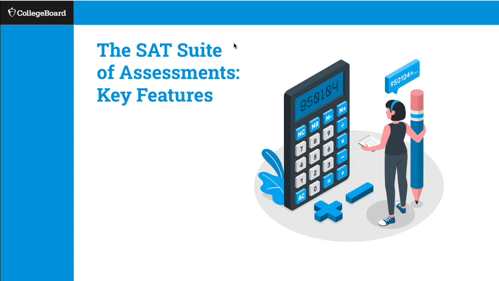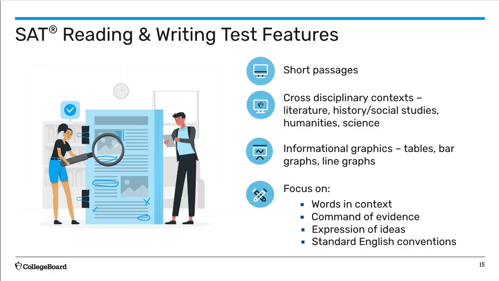So now we're going to talk about the different key features of the PSAT and SAT. In the reading and writing section of the PSAT and SAT, students will encounter texts of various complexities. On the SAT, the complexity will range from 9th grade level to college level reading. For the PSAT NMSQT, the range of text complexity will vary from 9th grade to 10th grade.